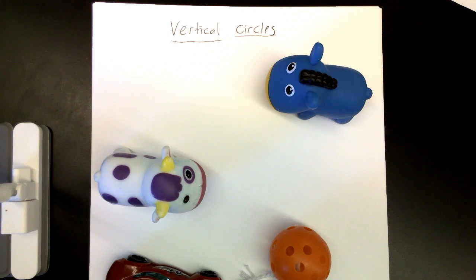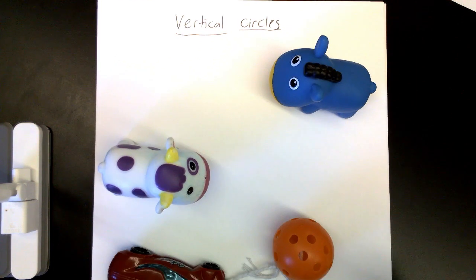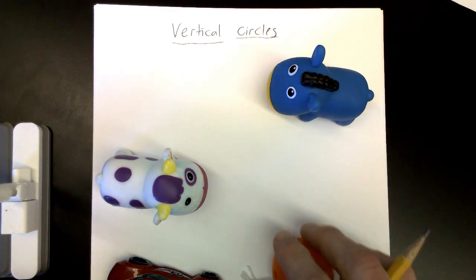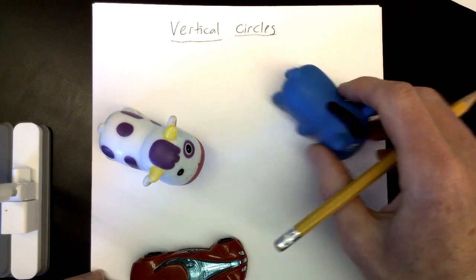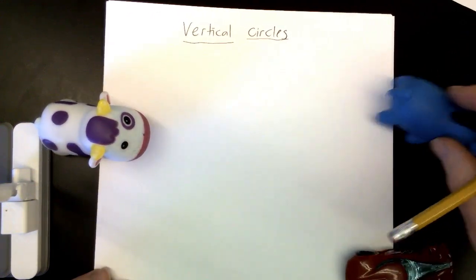This video is going to be an introduction to vertical circles. We've been talking about horizontal circles so far, so let's jump into vertical circles. Let's see, hello horsey and cow and car, we'll kind of zoom those away.